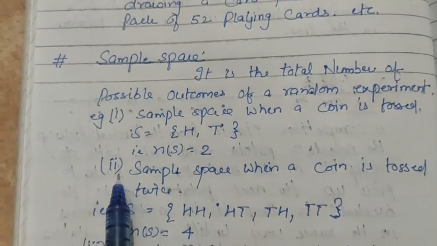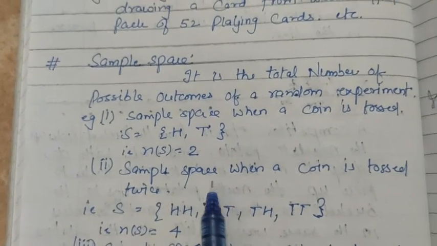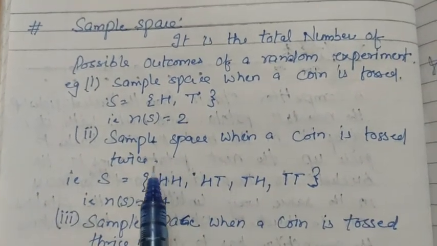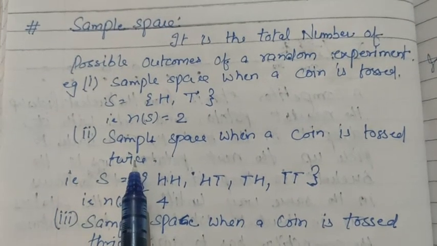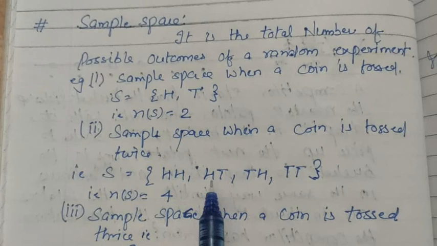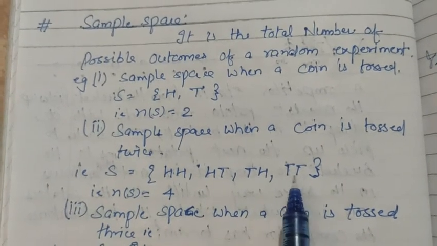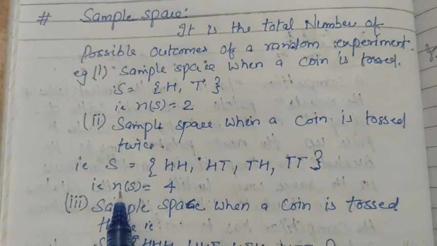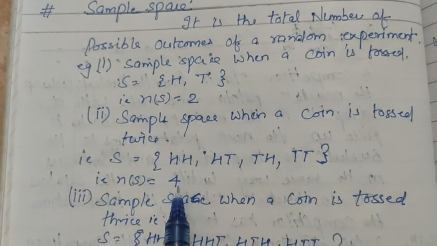The second example is the sample space when a coin is tossed twice. Whenever we toss a coin twice or two coins are tossed simultaneously, we have the outcomes as either head head, head tail, tail head or tail tail. That is n(S) equals 4. So the number of outcomes in the sample space is 4.